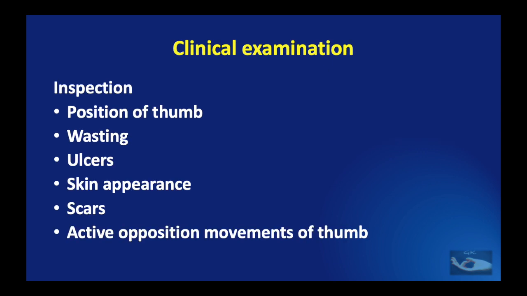When a patient presents with a median nerve involvement, the first important step would be a thorough inspection of the hand. We need to look for the position of the thumb, evidence of wasting of the thenar muscles, ulcers, skin appearance, scars, and active opposition movements of the thumb.